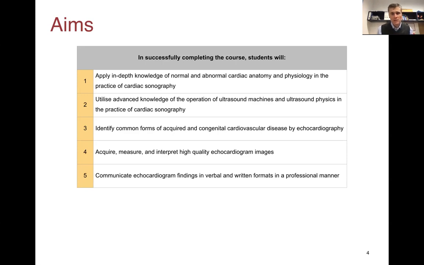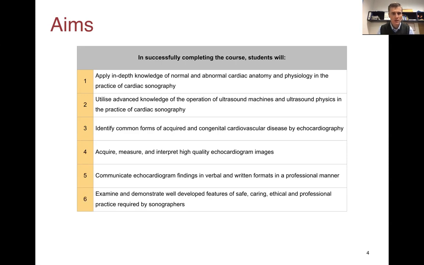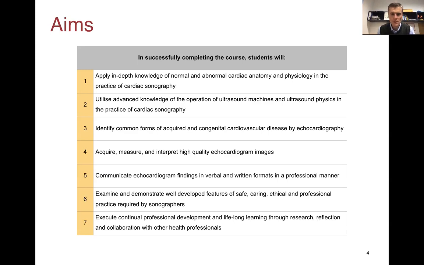Communicate findings, both verbal and written form. So at the end of the year, when you do the practical exam, there will be part of that, and I'll go into that further, but part of that's going to be a verbal report on what the measurements and images that you acquired indicate about that particular patient. Examine and demonstrate well and develop features of safe, caring, and ethical professional practice. That's another important part of the practical exam: dealing in a professional manner with the patient who'll be in your care for that hour-long exam.